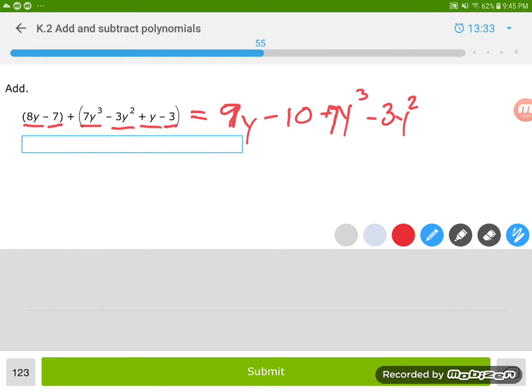Again, it's not written in order. In order, it would look like this. 7y cubed minus 3y squared plus 9y minus 10. But again, remember the order, it is still correct if it is not written in order. It's just disorganized.